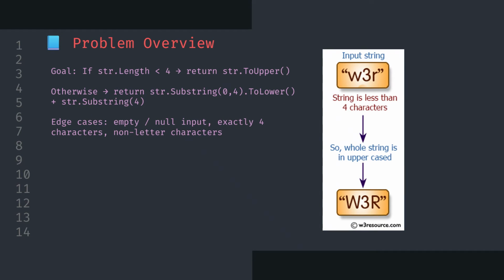In brief, you convert a string so that short strings, fewer than 4 characters, become uppercase, and longer strings have only the first 4 characters lowercase. We will guard against null input and trim incidental white space. For non-letter characters such as digits and punctuation, ToLower and ToUpper are still safe. They won't change the digits, but they will affect the letters. Ready to see the code?